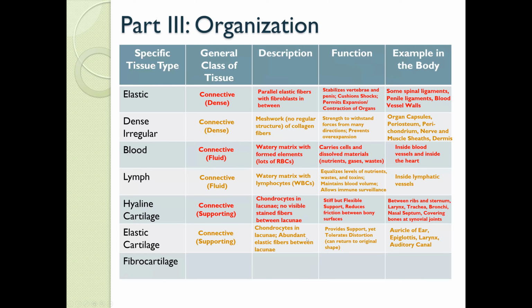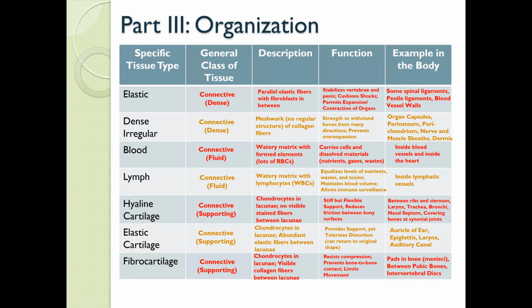Elastic cartilage is also supporting connective tissue. You'll still see the chondrocytes in the lacunae, but now you will see abundant elastic fibers between the lacunae. Elastic cartilage provides support, but tolerates distortion, which means you can move it and squish it and bend it, but it returns to original shape. You can find this in the auricle of the ear, which is the flap of your ear, the epiglottis, larynx, and the auditory canal. And then fibrocartilage is also supporting connective tissue.